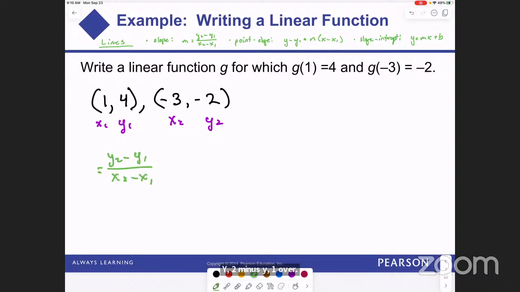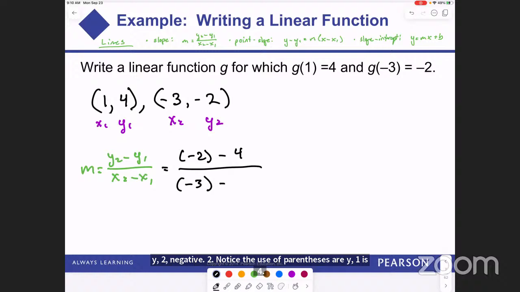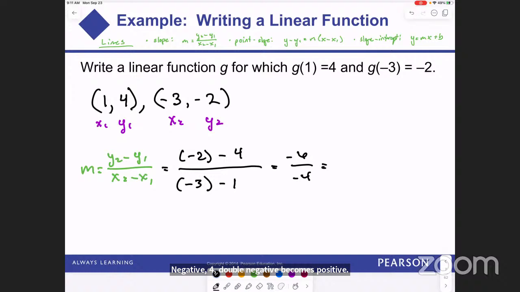That's our slope. Okay. So our y2 is -2. Notice the use of parentheses. Our y1 is 4. x2 is -3. Okay. And x1 is 1. So it looks like we're going to get -6 over -4. Double negative becomes positive. We can factor out a 2 from everything. That'll leave us with a 3/2. Okay, so I confirm I got the same result for our slope.